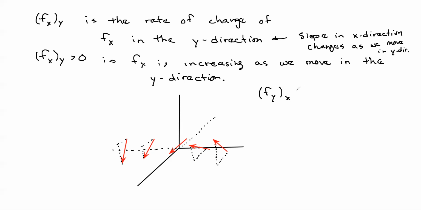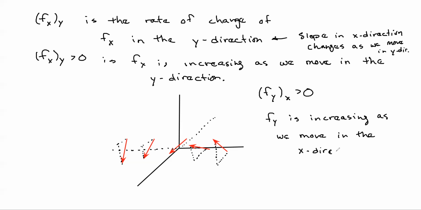All right, so if you go through and say this is greater than 0, then what this is saying is that the partial with respect to y is increasing as we move in the positive x direction. So what is the partial with respect to y? Well, that's the slope in the y direction. So we have the slope in the y direction is increasing as we move in the x direction.